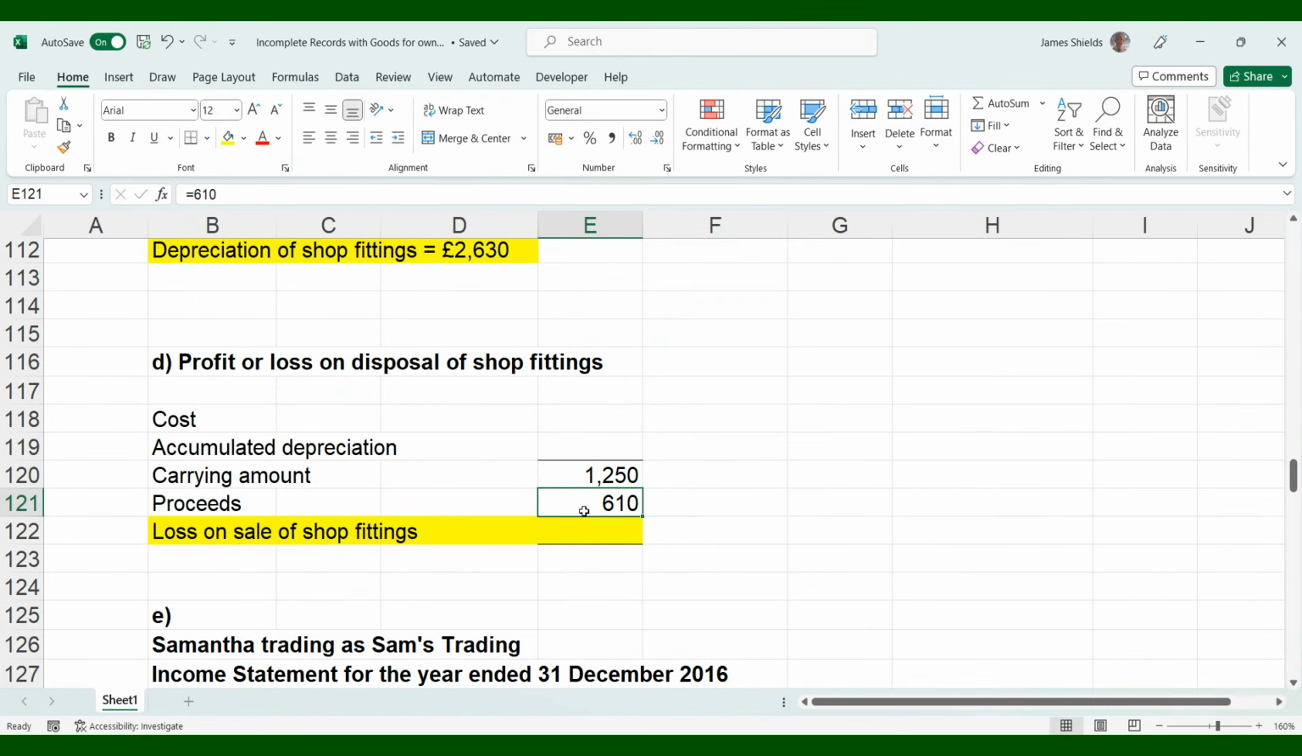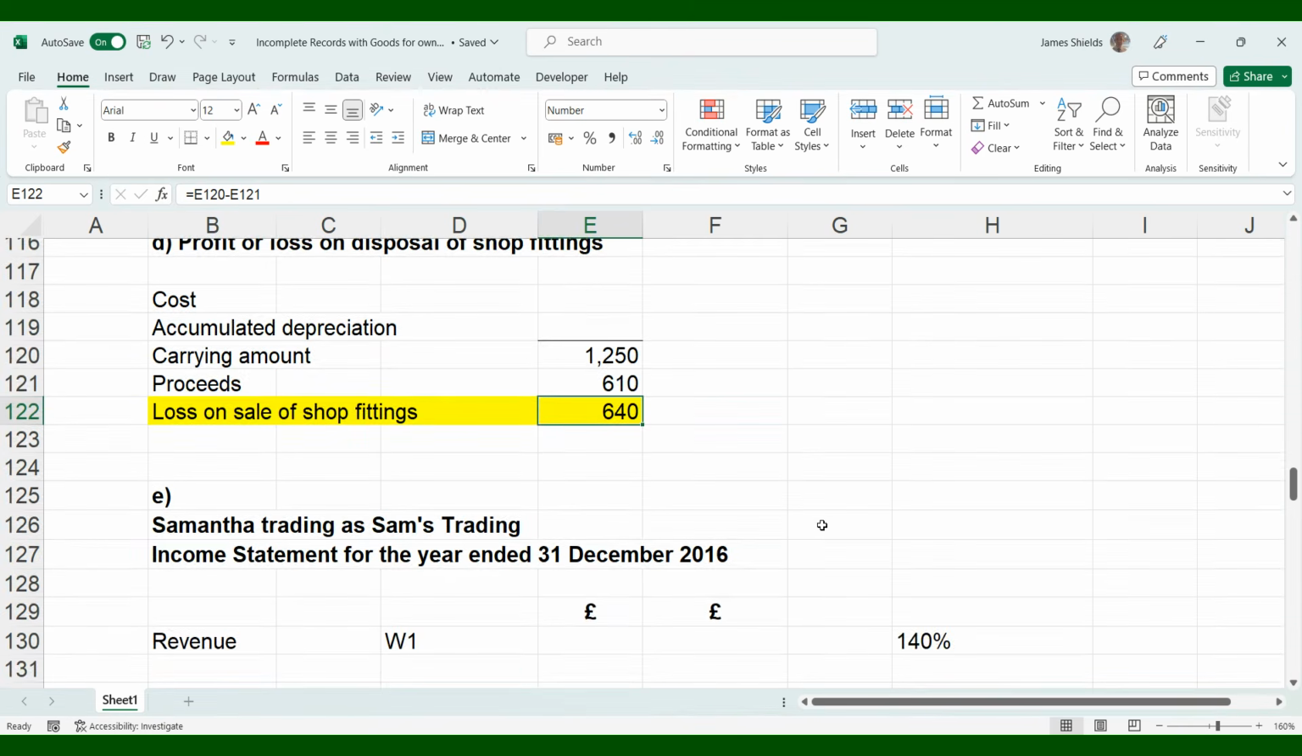So we've received an amount which is less than the carrying amount. If the amount is less than the carrying amount, it's going to be a loss. If it's greater than the carrying amount, it'll be a profit. And the difference then is 1,250 take away the 610, which gives us a loss then of £640.